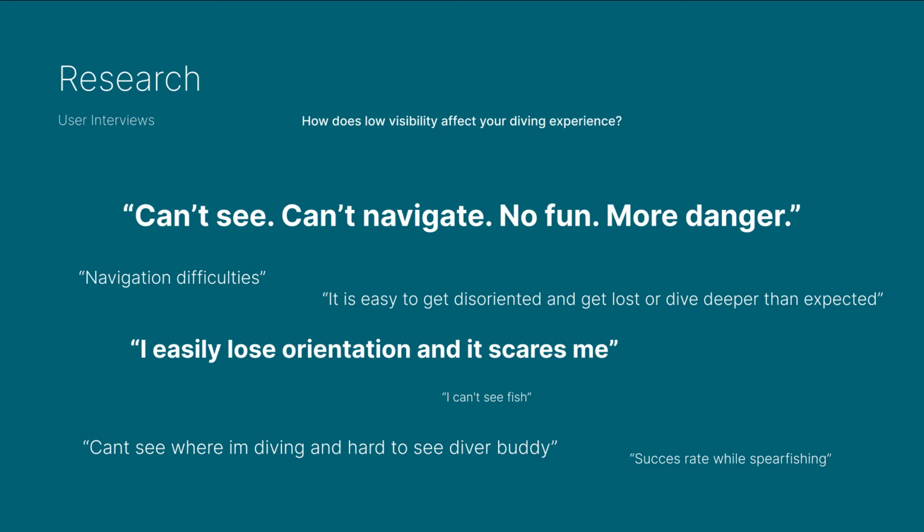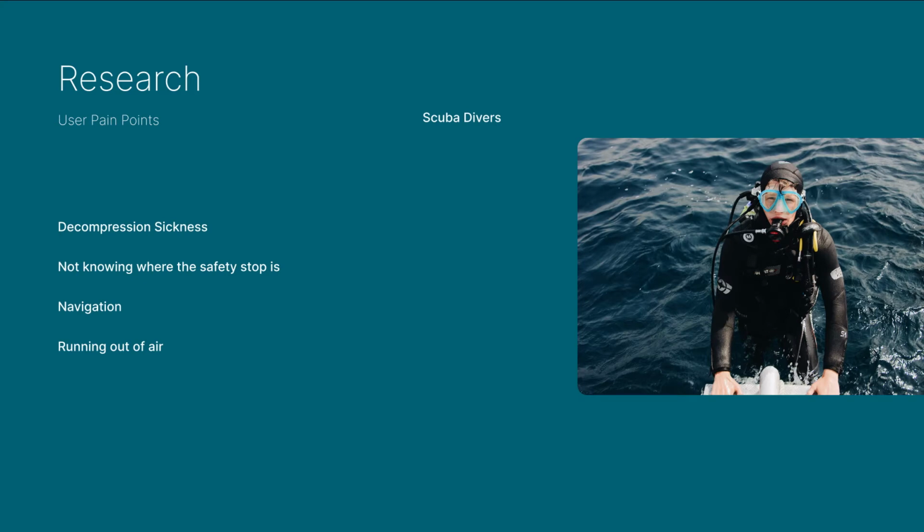I asked about the dangers of low visibility and found users can get disoriented easily, leading to more serious issues like diving deeper than expected or losing sight of their dive buddy. To summarize the pain points of our users, scuba divers are affected by decompression sickness, not knowing where their safety stop is, navigation underwater, and of course, running out of air.